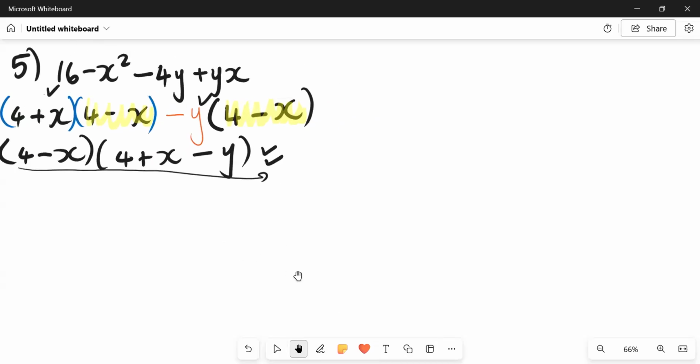Example 6. Let's move to example 6. Here we are given a squared minus a. Okay, let me do this.